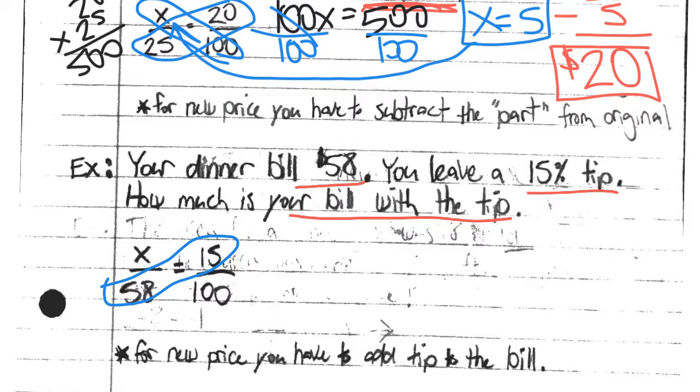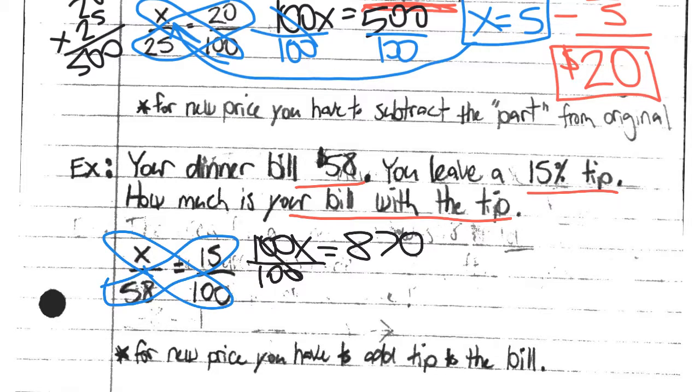So 100x equals 15 times 58. I might have to work that out over on the side, but 15 times 58 gives me, I think, 870. 15 times 58. Yep, that gets us 870. And now we're going to divide and solve for x. So divide by 100, divide by 100.